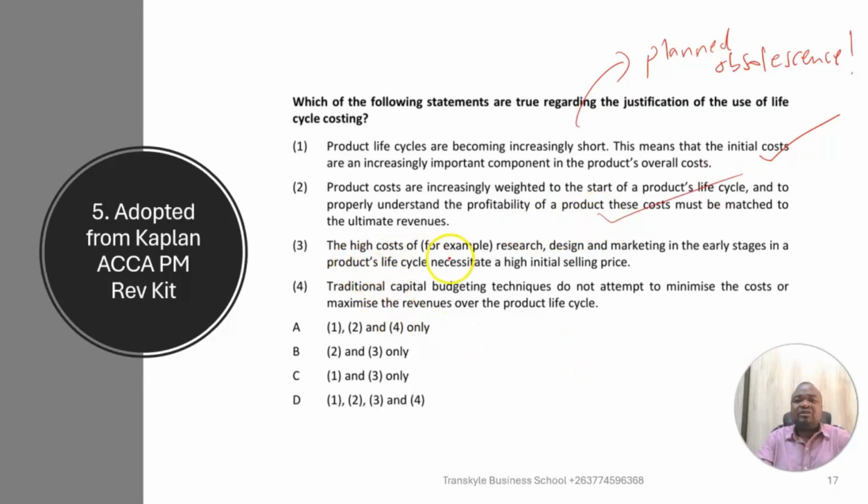Then: the higher costs, for example, research, design, and marketing in the early stages of a product life cycle, necessitate a higher initial selling price. While it makes sense, it doesn't necessarily mean that we are always going to charge a higher initial selling price. Remember, I gave you the two smart options. Sometimes there's no need to charge a higher selling price, because you might discover that when you do, competitors might be there.